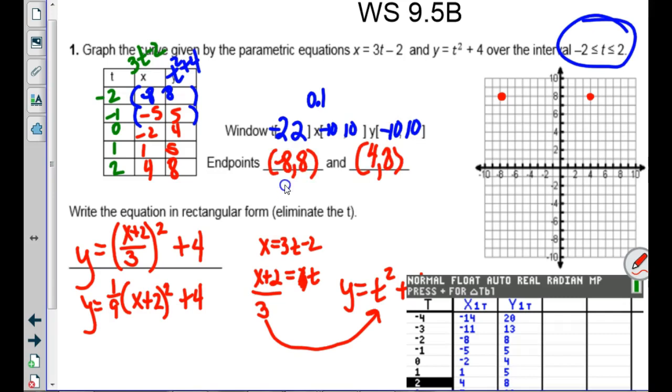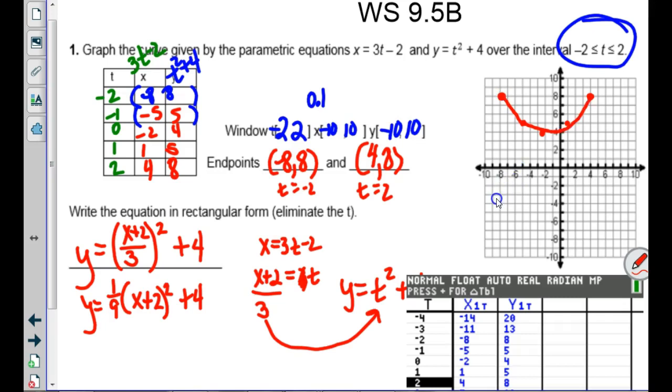And those always occur when t is at the ends, and you don't have to write that part down if you don't want to. All right, then it went to -5, 5, -2, 4, 1, 5, 4, 8. Okay. Anybody's look roughly like this?